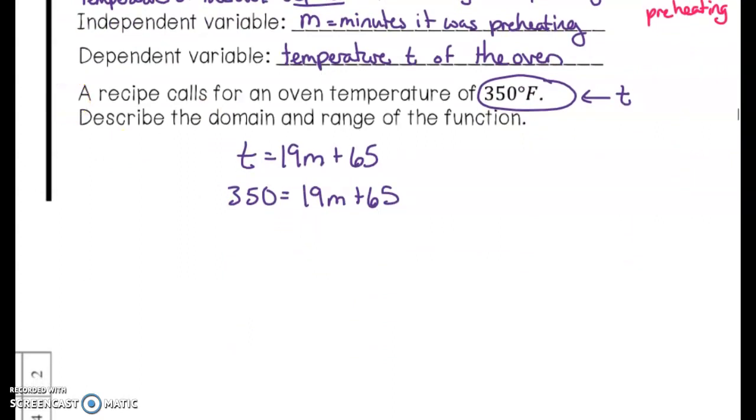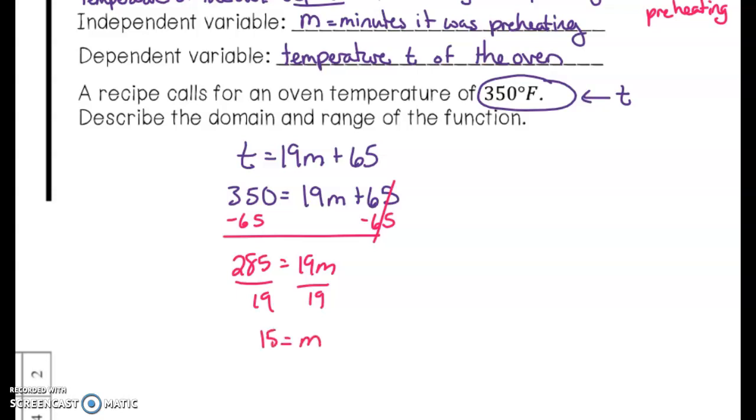Okay, so to solve, we're going to first subtract 65. And feel free to use a calculator here. I'm sitting here recording this with a calculator. So 350 minus 65 is 285 equals 19M. Now divide by 19 on both sides, and I get 15 equals M. So what that means is the domain goes from 0 minutes to 15 minutes, okay? So from 0 to 15, because at 15 minutes, it has reached full temperature.